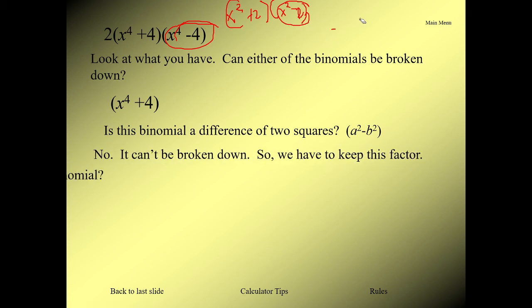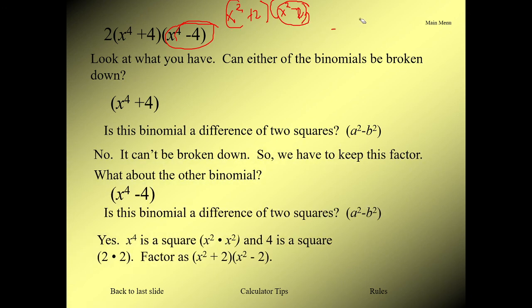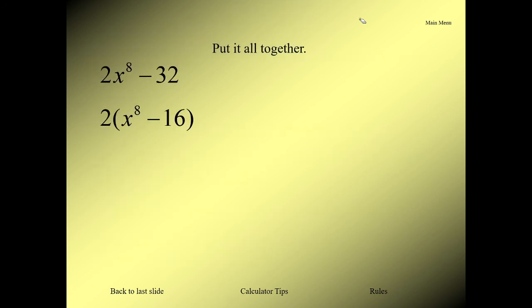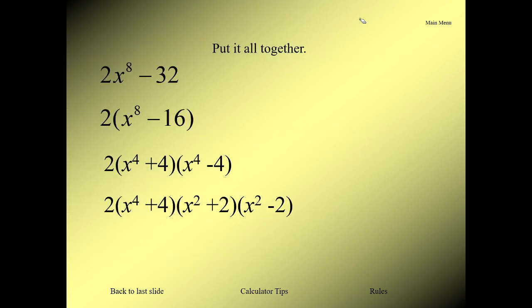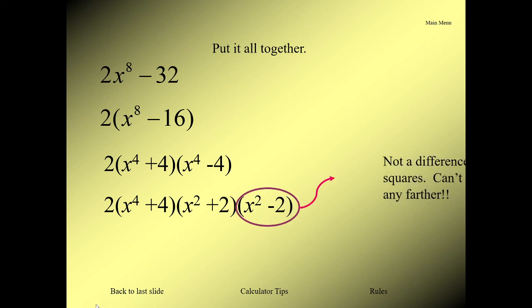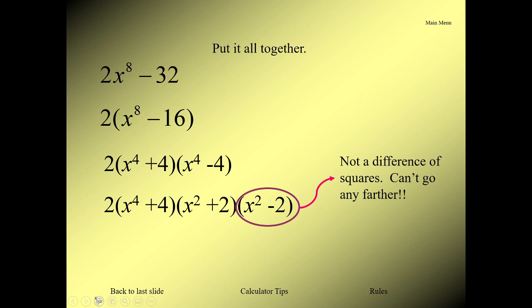So, continue. Yes, so x squared plus 2, x squared minus 2. So, putting it all together, with x squared minus 4, it will look like this. So, not a difference of two squares, we cannot go any further. If it were 1, we could still factor. Because it's 2, that's not a difference of two squares.